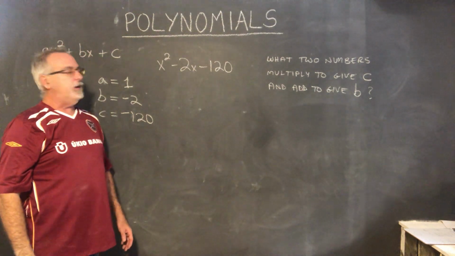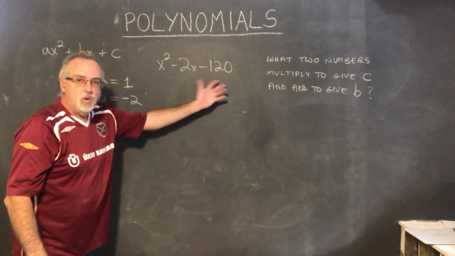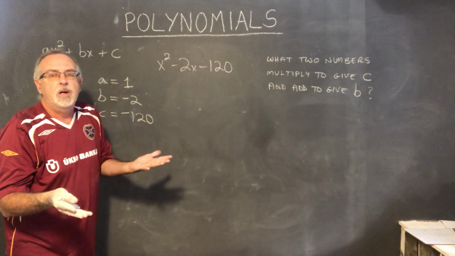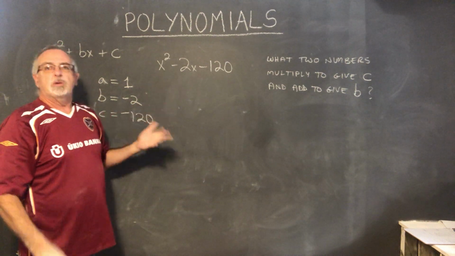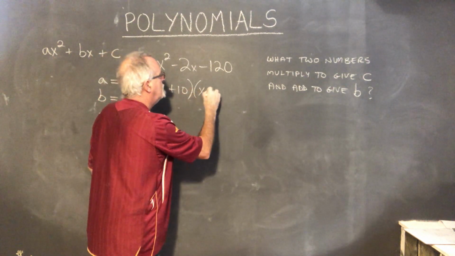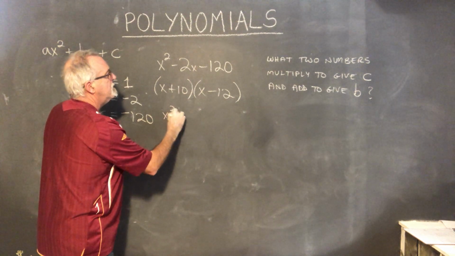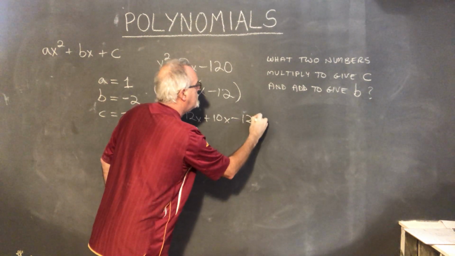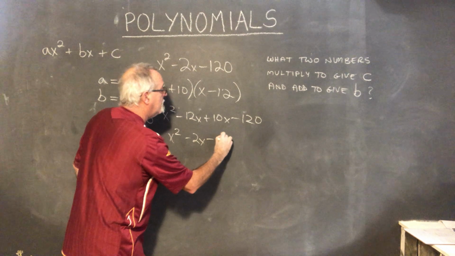And I think a lot of people at that point would say, oh, I know the answer. They'd realize 10 and 12 multiply to give 120. And 10 and 12 are really quite close together, and the difference between them is 2. So it's working. You just have to make sure of the signs. Which one's bigger? The negative one's bigger. So it's positive 10 and negative 12. Yeah. X squared minus 12x plus 10x minus 120. X squared minus 2x minus 120.